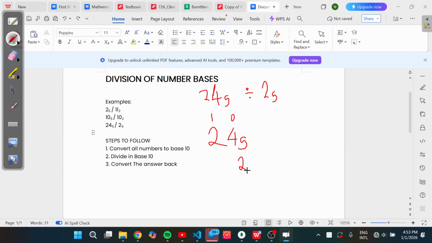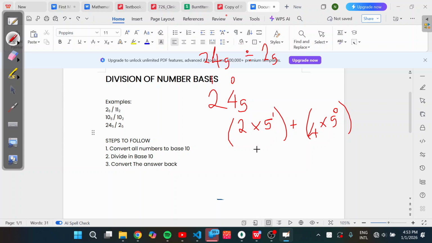So 2 times 5 to the power of 1 plus 4 times 5 to the power of 0. Okay, so this will give you 5 to the power of 1 is 5, so 5 times 2 is 10. So we're going to have 10 plus 5 to the power of 0 is 1 times 4, that will be 4. So that will give you 14 base 10.